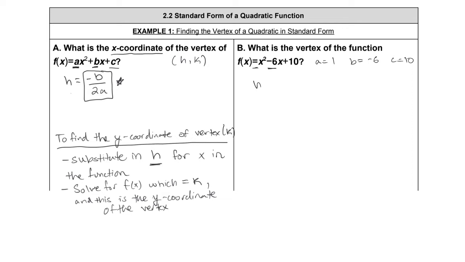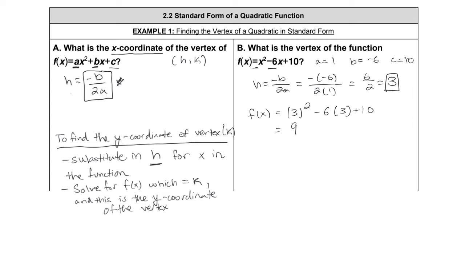Okay, so h equals opposite of b over 2a. So opposite of -6 over 2 times a, which is 1. So we get 6 over 2, which equals 3. So there's your h. Now we're going to substitute h in for x. So f of x equals, I'm going to substitute 3 in whenever I see an x. So 3 squared minus 6 times 3 plus 10.